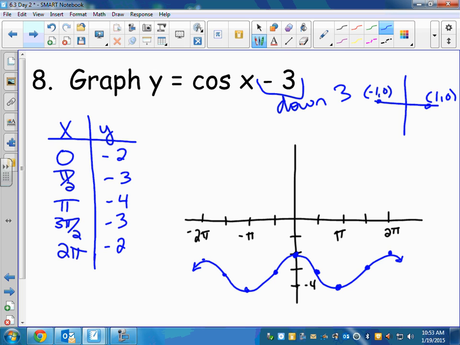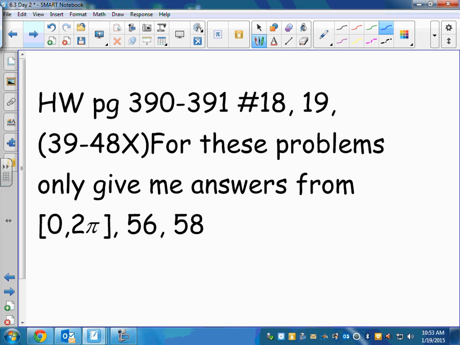So your homework, make sure you pay attention to the directions on this, because I've changed them on some of them. It looks like a lot of stuff, but 18 and 19, just do what it says. But then 39 through 48, that should say times 3. I somehow lost the 3 there. So 39, 42, 45, 48.